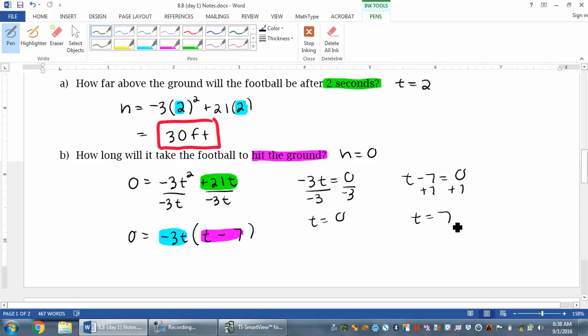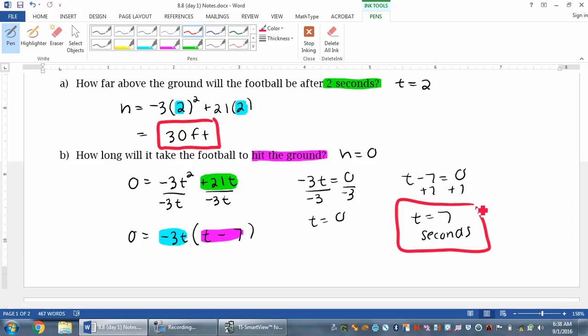So what time do you think we're going to take? Did I kick the ball when time is 0? No, I didn't kick the ball yet, so I'm going to choose 7 seconds as the answer for when the football hits the ground. If you think about it, when you kick a field goal, it starts on the ground, so that's when t equals 0. I kick it, it goes all the way up, and it comes back down, so that would be at 7 seconds. All right, on to the next page.